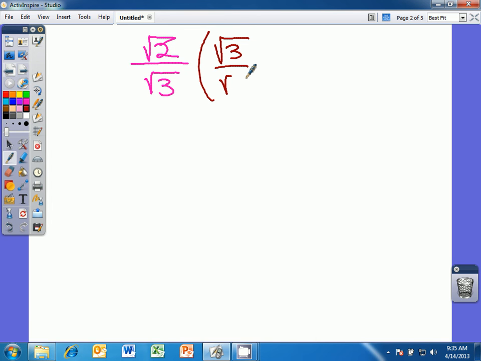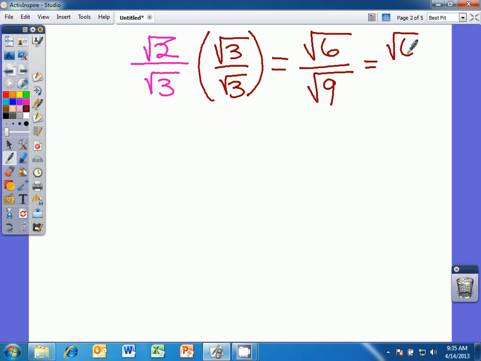I do that because when I multiply radical 3 times radical 3 in the denominator, I get a perfect square underneath the radical sign. So I now have radical 6 over 3. I've removed any radical expressions from the denominator. So that is now simplest form.